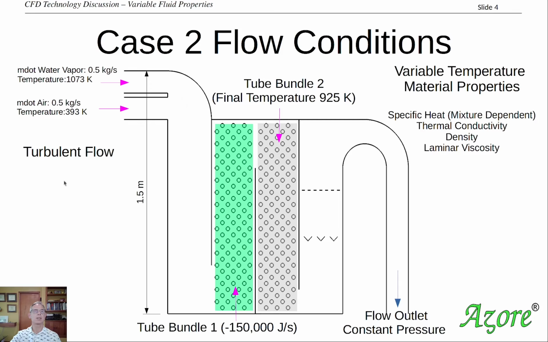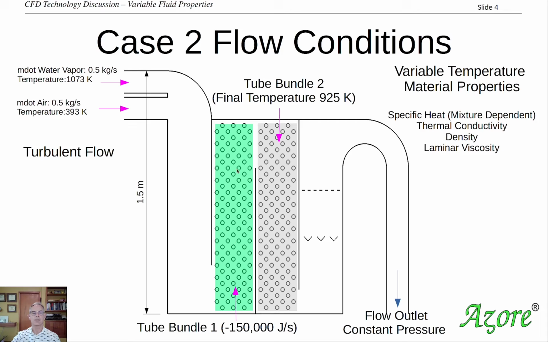We're going to assume that the flow is turbulent, and we're going to use a two-equation turbulence model to represent the turbulence properties there. And just to get a rough idea of how tall this system is, it's basically 1.5 meters tall.